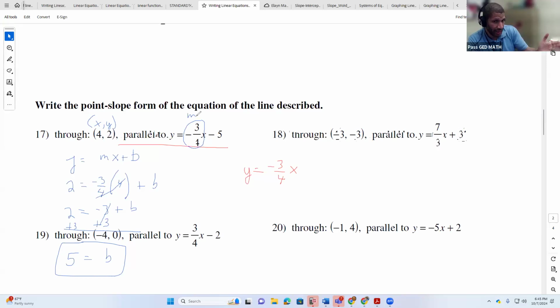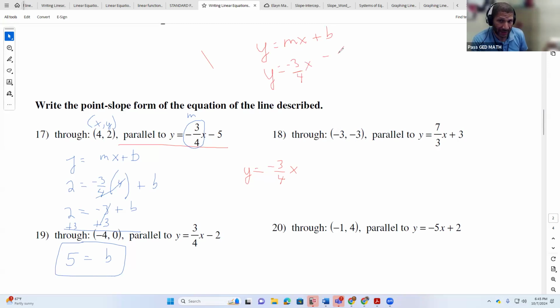Your m is your slope. Remember, we did slope-intercept form: y equals mx plus b. And this is why doing 1 or 2 problems, you're not going to get it. You have to practice enough till you understand, and you can go between each type of problem.